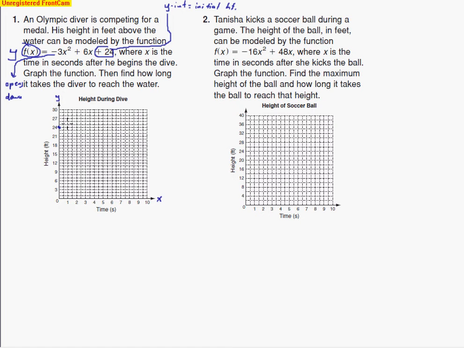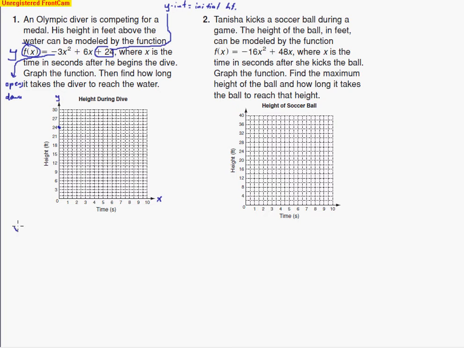So eventually, he's going to come down and hit the water, and that's when his height will be 0. We want to find the time. Well, what we're going to do is graph this function to solve this problem. There are other ways to do it, but that's the method that we're working on in this section.